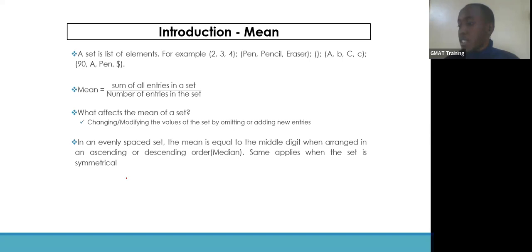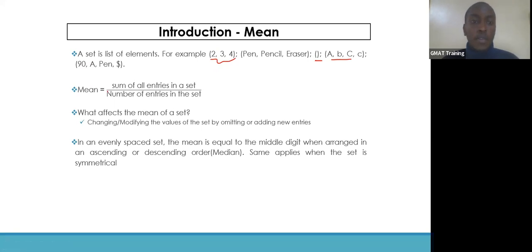We can have an empty set. This is an empty set. We have also a set with small and capital alphabets, right? And you can have a set where all of this is combined. But in GMAT, we'll be doing sets where you have positive values or positive integers.